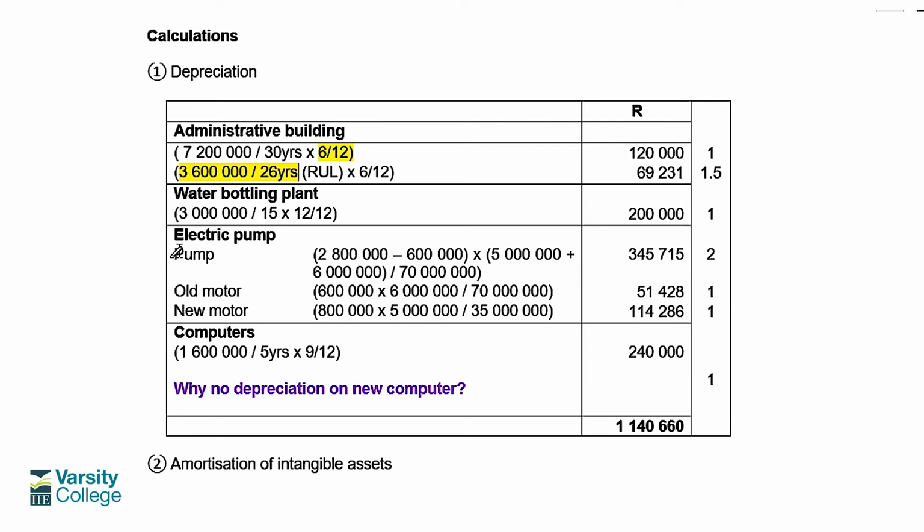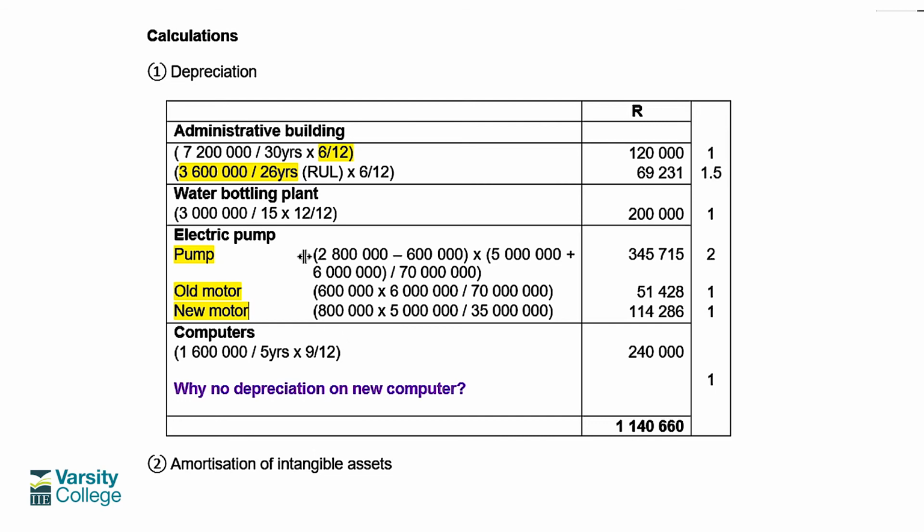Now the electric pump. You can see that I've split it into 3 calculations: the pump by itself, the old motor, and then the new motor. There are several different ways that you can do this, and you don't have to calculate this depreciation the way I've chosen to do it. I just think that this is one of the easiest ways. The minute you've got something a little bit peculiar with an asset, just try and deal with it separately. It's probably easier. So let's look at the pump first.